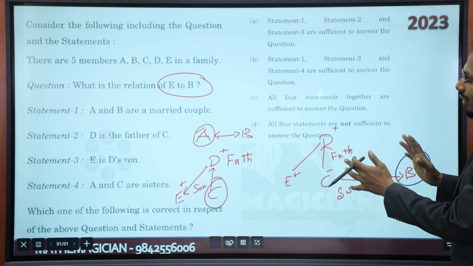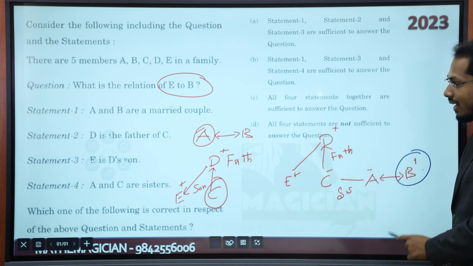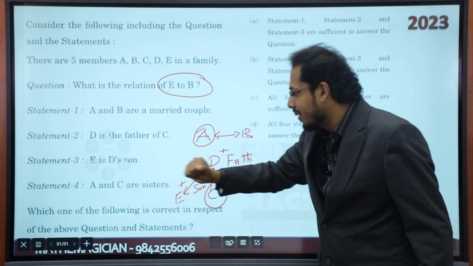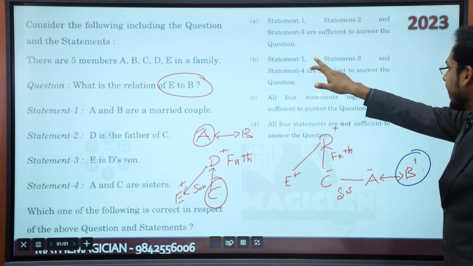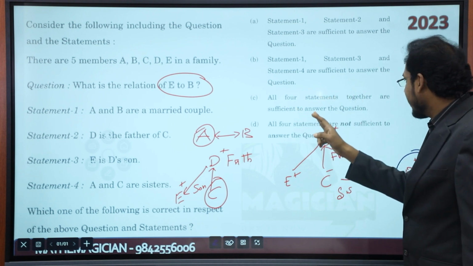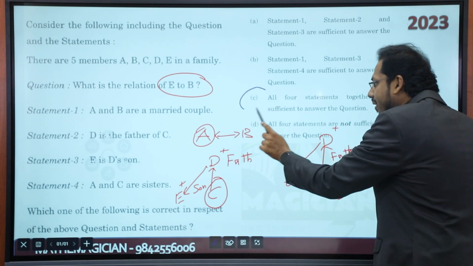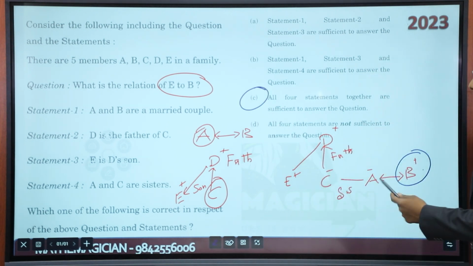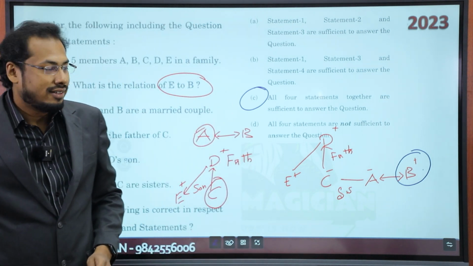If I want to find out the answer, they are not asking for the answer, but from this I need all 4 statements. So look at the options. Statements 1, 2, 3 are sufficient. Statements 1, 3 and 4 are sufficient. All 4 statements together are sufficient to answer the question. All 4 statements are not sufficient. I can pick option C because I can get the answer after this, and I also get all the genders. Definitely I can answer this question. Is it clear?